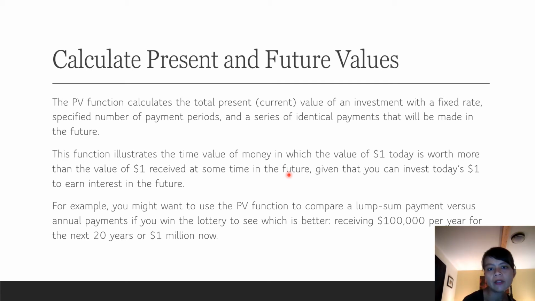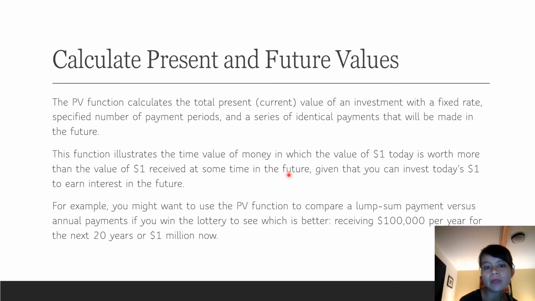which is the idea that the value of $1 today is worth more than the value of $1 received sometime in the future, given that you can invest today's $1 to earn interest in the future. So if you have $1 today, that is worth more than having that same $1, let's say 20 years from now. That $1 today will be worth more than $1 in 20 years' time.